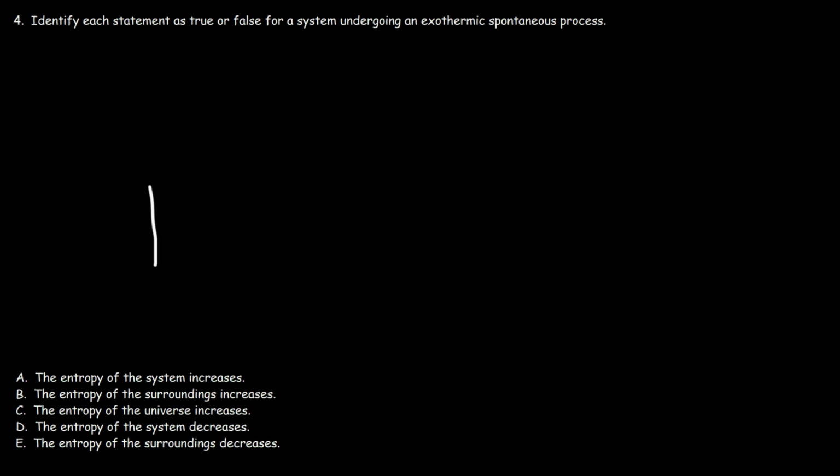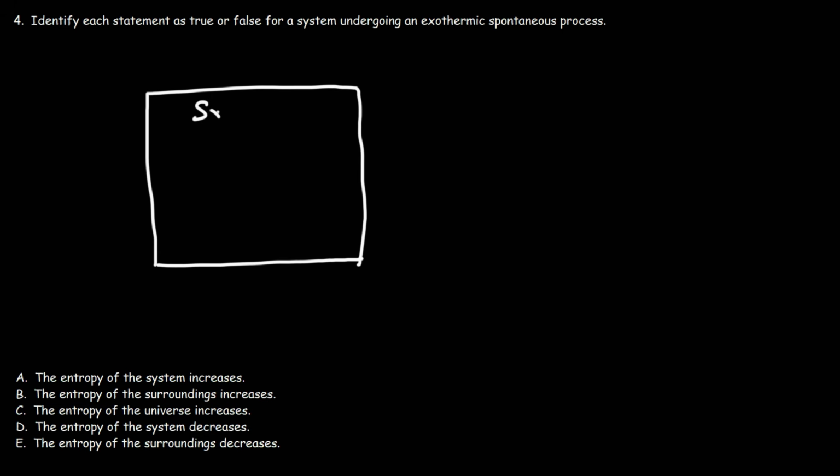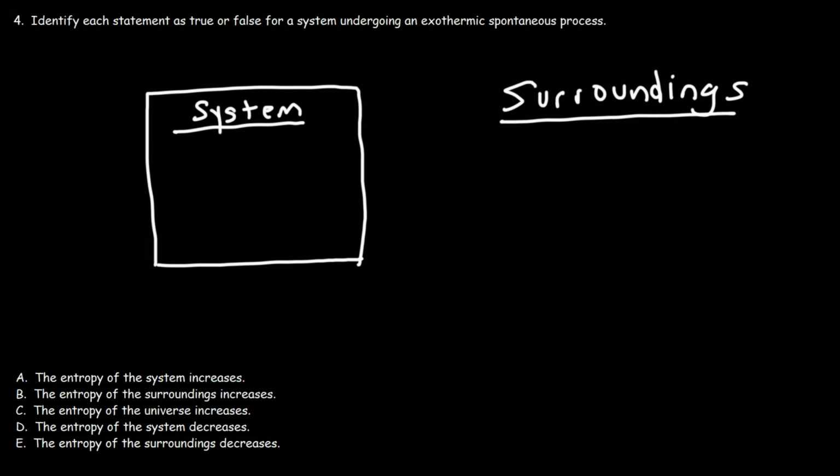So now let's talk about the situation that we have here. So I'm going to draw a box. Everything inside of this box is going to represent the system. Everything outside of the box will represent the surroundings. Now, the process that we're dealing with is an exothermic process. Because it's exothermic, we know that heat energy is going to be released from the system. Let's say the temperature of the surroundings is room temperature, 25 degrees Celsius.